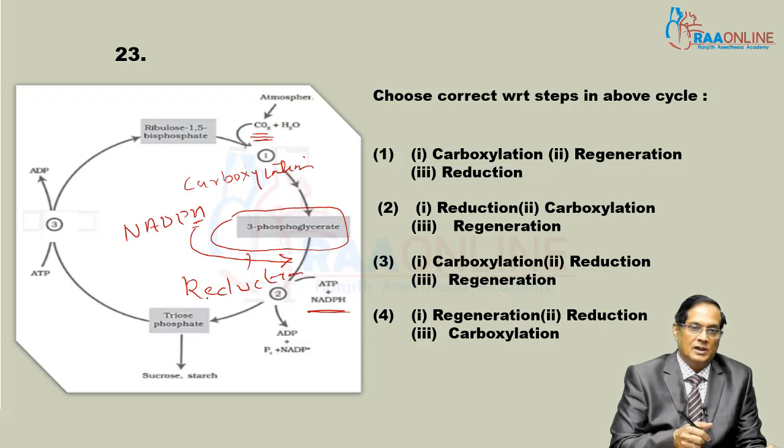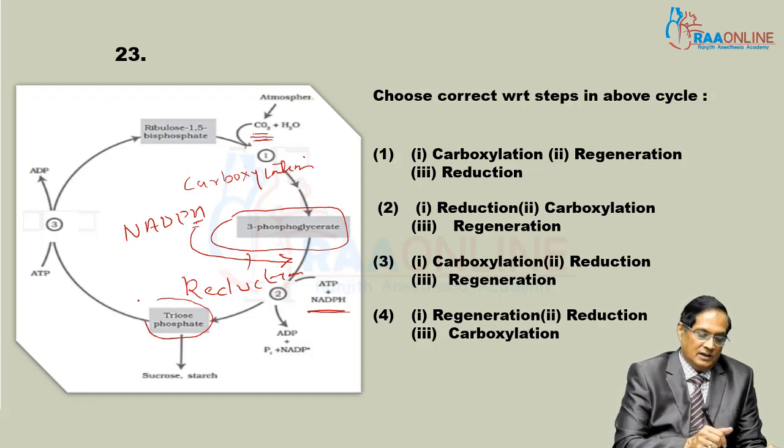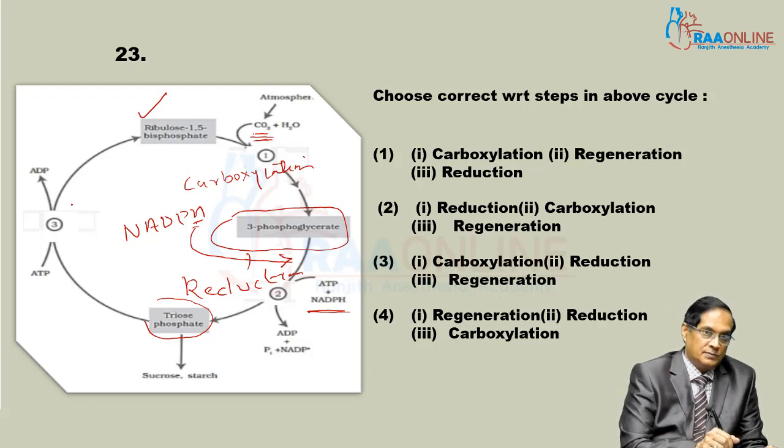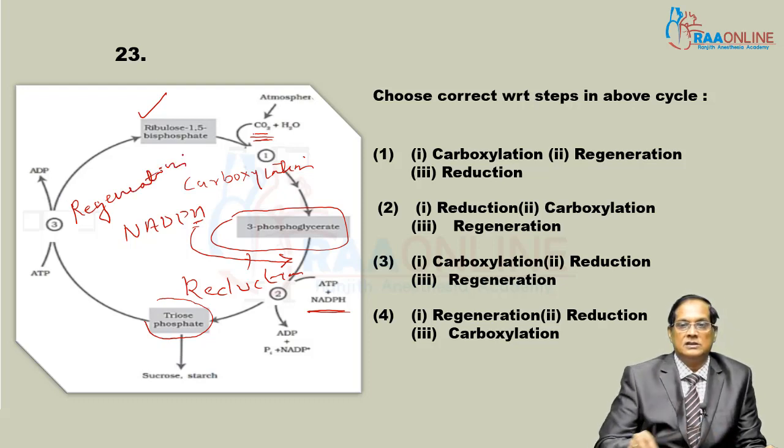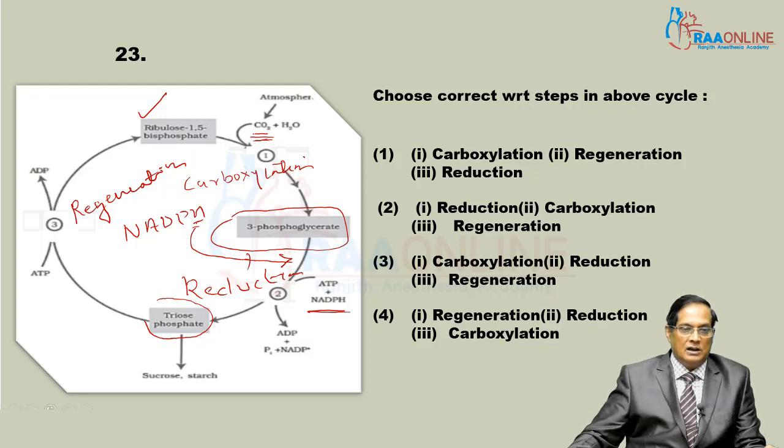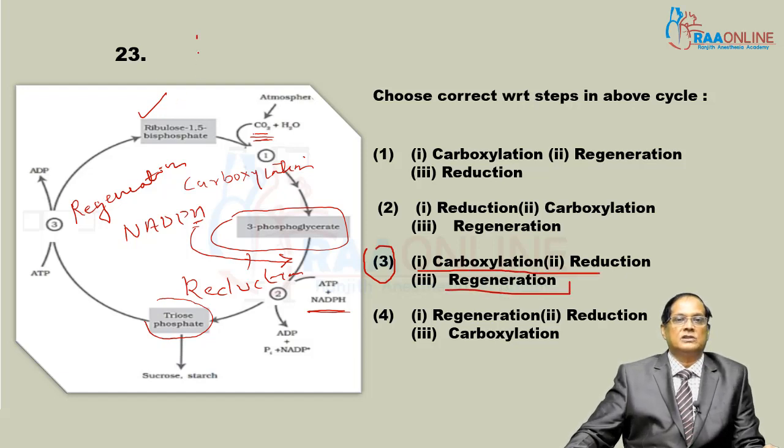Then after the formation of hexose sugar, you see this arrow indicates the reformation of RuBP. So the last part, the third part of the Calvin cycle, is regeneration. That's why the answer is now very clear: first is carboxylation, second is reduction, third is regeneration. This is the graphic representation of the Calvin cycle in the 23rd question.